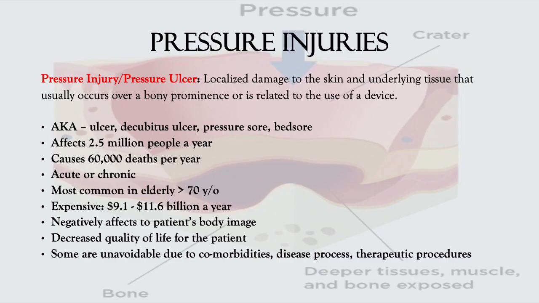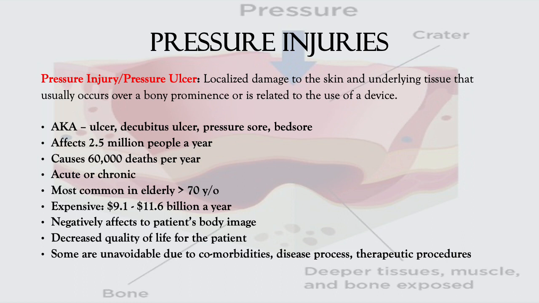Pressure injuries. Pressure injury, or pressure ulcer, is a localized damage to the skin and underlying tissue that usually occurs over a bony prominence or is related to the use of a device. They're also known as ulcers, decubitus ulcers, pressure sores, bed sores. These affect 2.5 million people in the United States a year. They cause 60,000 deaths. They can be acute or chronic, most commonly in the elderly, 70 years and older.